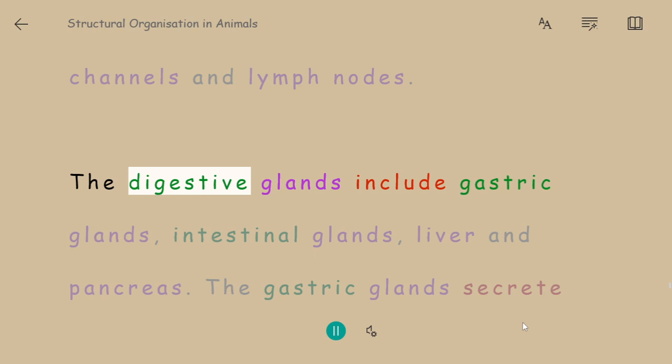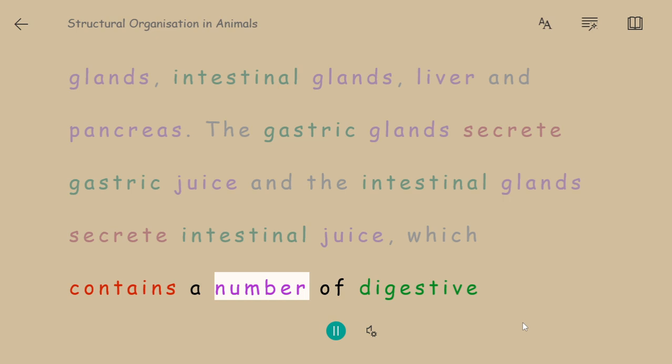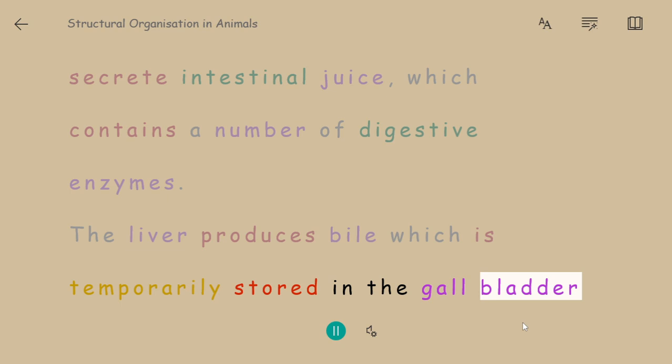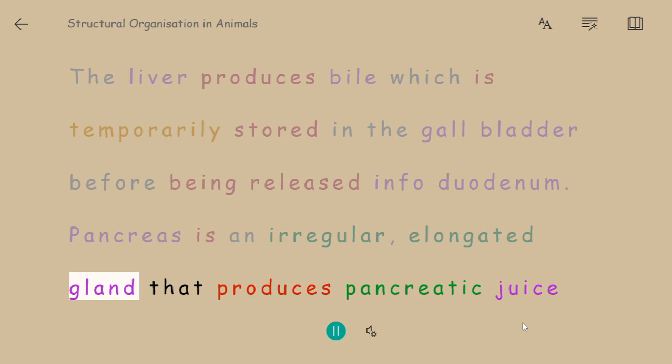The digestive glands include gastric glands, intestinal glands, liver, and pancreas. The gastric glands secrete gastric juice, and the intestinal glands secrete intestinal juice, which contains a number of digestive enzymes. The liver produces bile, which is temporarily stored in the gallbladder before being released into duodenum. Pancreas is an irregular, elongated gland that produces pancreatic juice containing several digestive enzymes.